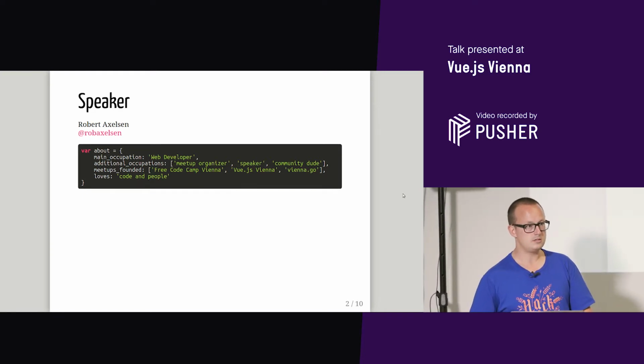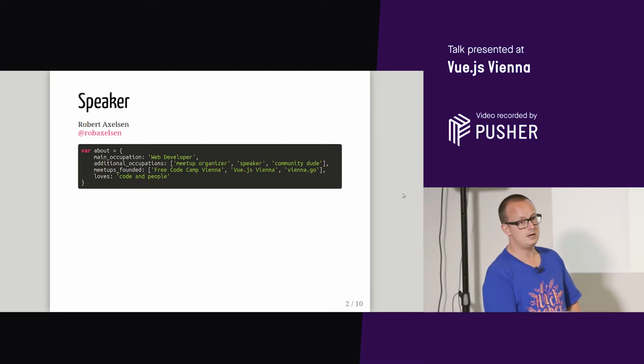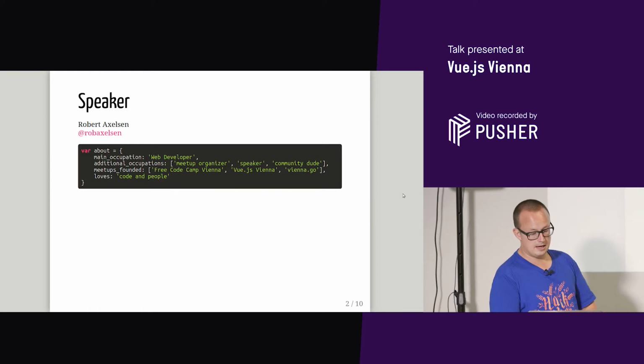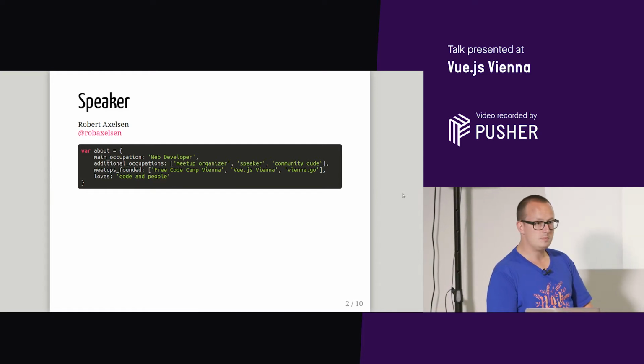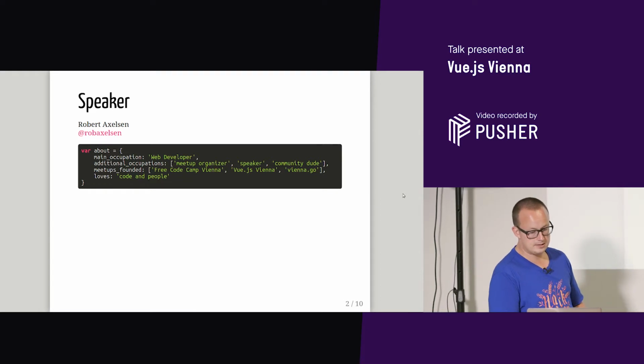My name is Robert Axelsen. I'm a software developer by day, a meetup organizer by night. I love when code and people come together, and when I get to meet new people, talk about geeky stuff, and try to help any way I can. I organize this meetup, which is the Vue.js Vienna. I organize Free Code Camp Vienna, and also a Golang user group or meetup, vienna.go. Yeah, I think that's it.